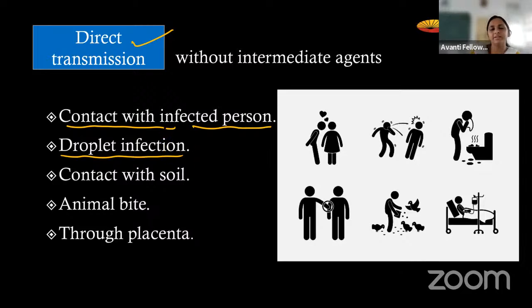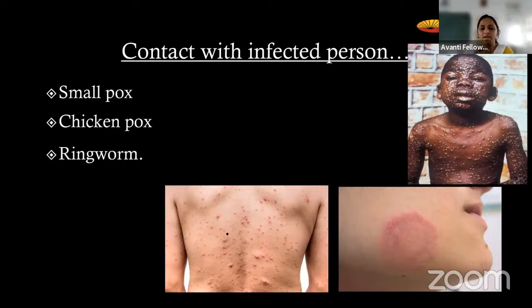In droplet infection, it may be the sputum of the patient, or the cough of the patient, or the sneezing of the patient. So by that, you are going to get the droplet infection. Then contact with the soil, animal bite, and through the placenta from the mother to the child, the fetus. That is what we call direct transmission. Here we are given examples of direct transmission: smallpox, chickenpox, and ringworm.